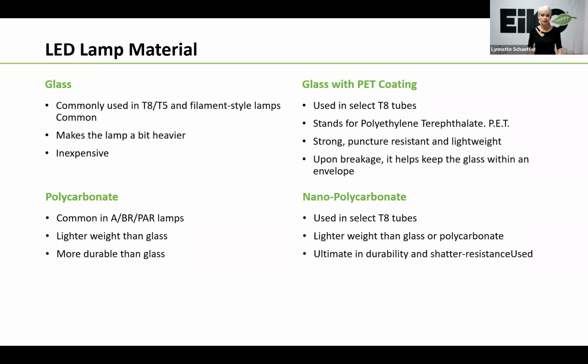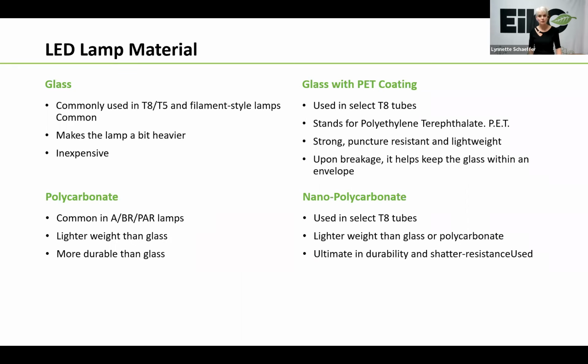And when we talk about polycarbonate or PC, that means the lamp is made out of polycarbonate material versus glass. Now, the difference between a traditional glass lamp with a PET coating and a polycarbonate lamp, just a PC lamp, is that the PC lamp is much more resistant to breakage. So it will take a lot to break a polycarbonate or a PC lamp. But if it does break, it could splinter and crack into pieces.